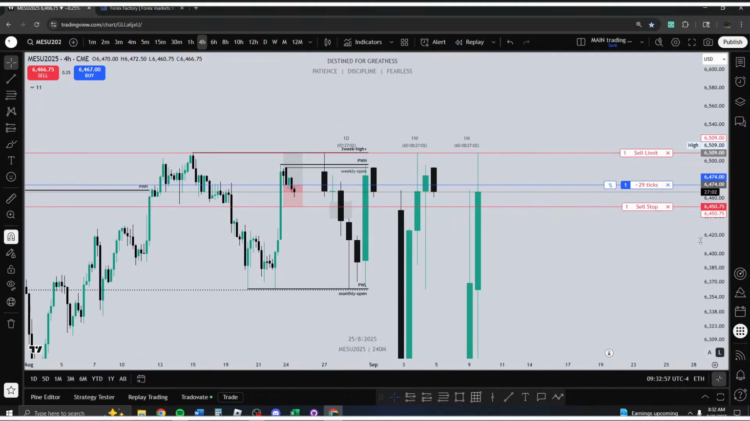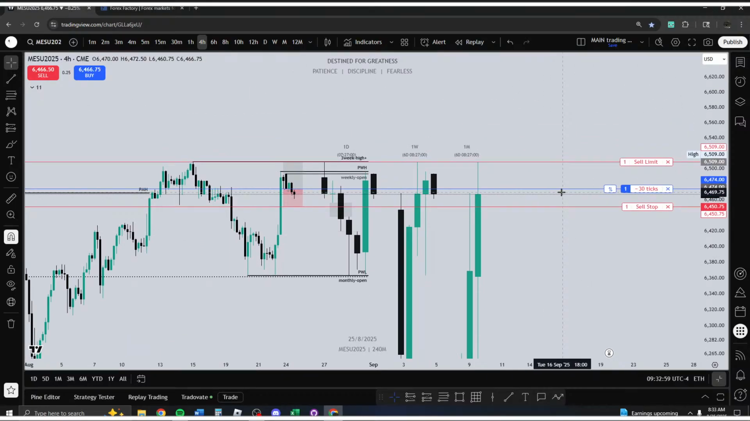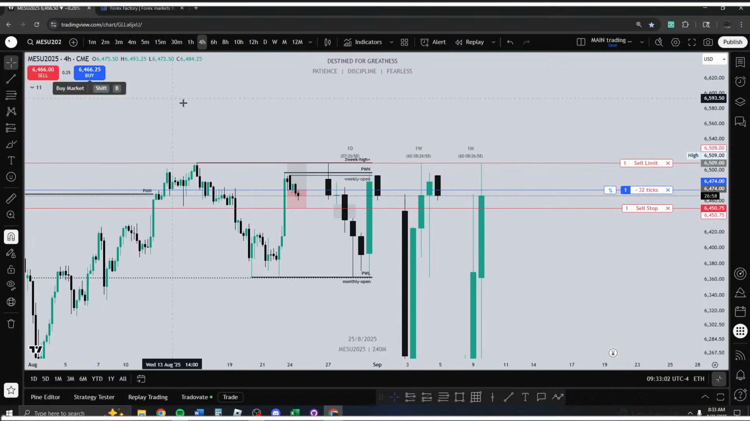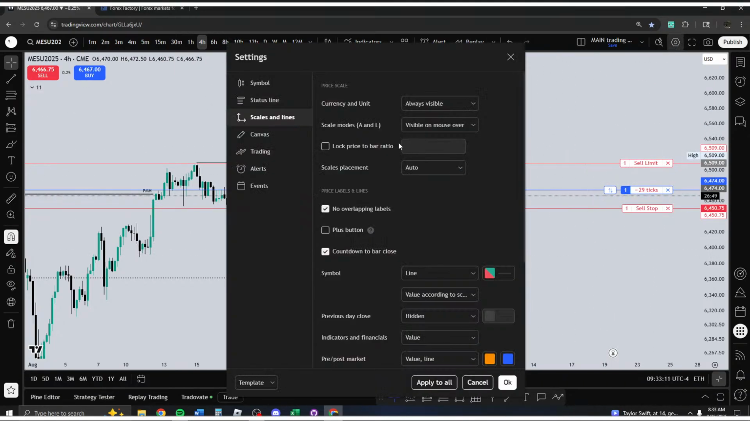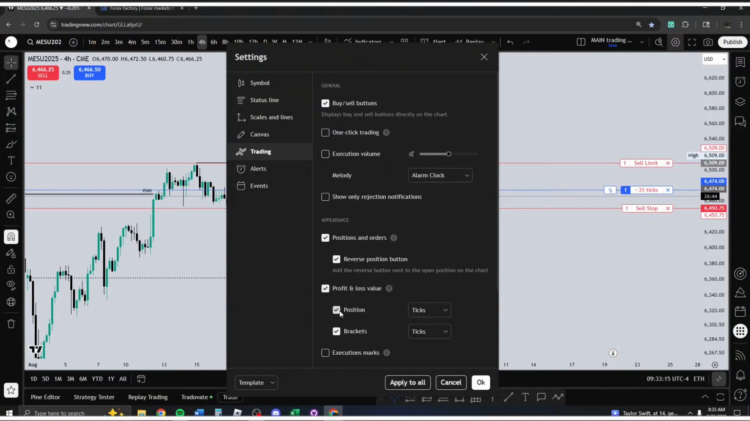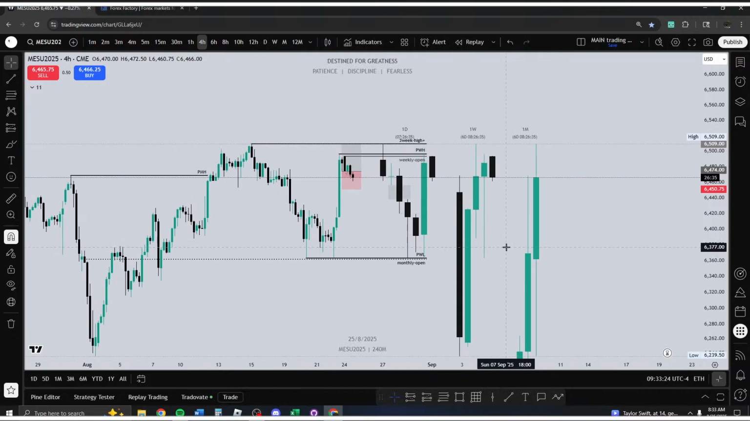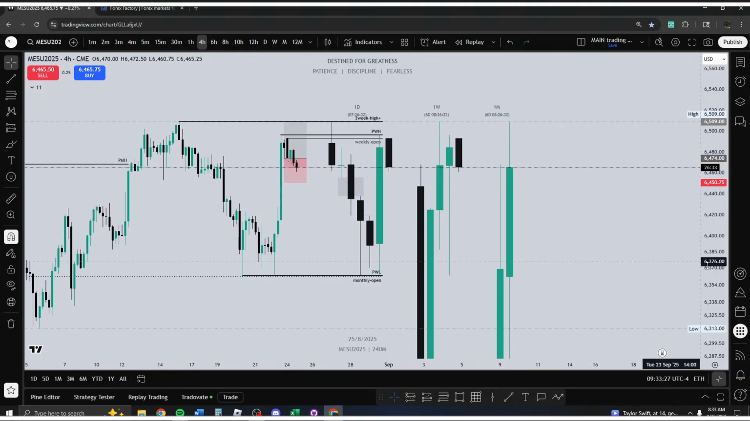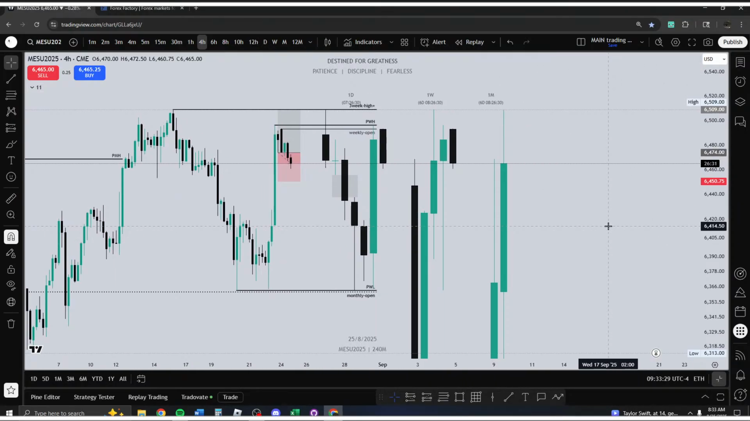To begin this analysis, I do want to mention that I am on the ES chart, as that is where I actually took a trade here. So I'm currently live in a trade. I'm gonna turn off the labels just so that I can clearly show you guys what my idea here is.